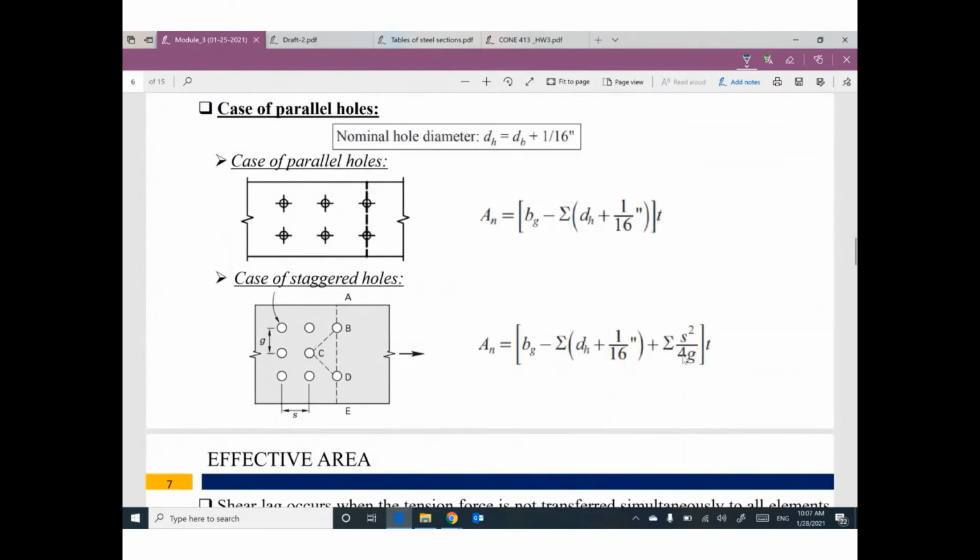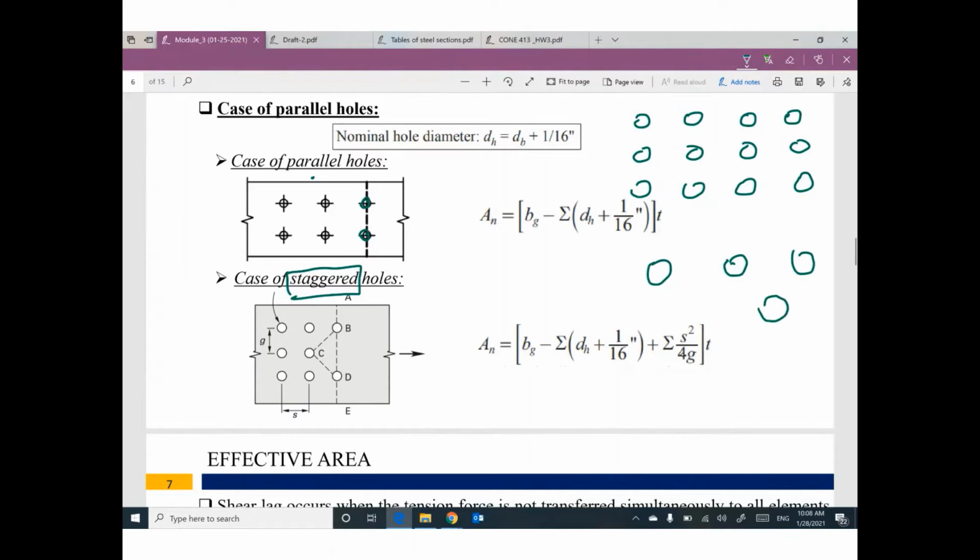Let's start. Sometimes your holes and bolts are arranged parallel to each other, in rows like this. One row, two rows, three rows, but these rows are parallel to each other. Sometimes these arrangements are staggered. What do I mean by staggered? I mean we have rows, but these rows are staggered like this. So this arrangement can be called a staggered arrangement.